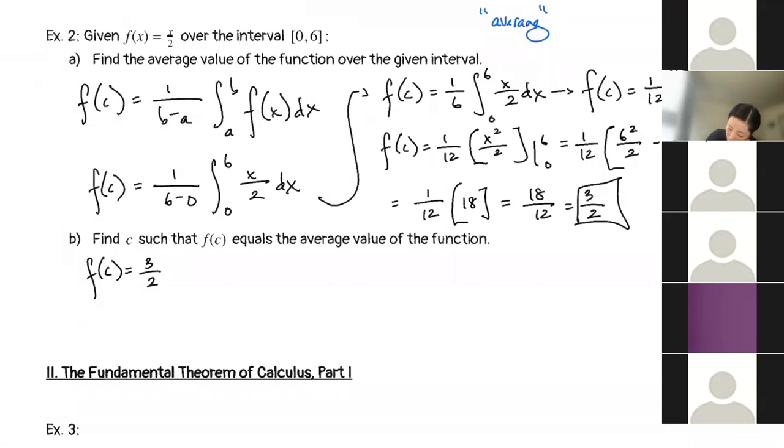So let's rewrite that function. Instead of f of c, I'm going to write c over 2 because the function is x over 2. Okay, so we're just making a substitution here where f of c using the function given is c over 2. Now we have c over 2 equals 3 over 2, which I think we can do in our heads and get c equals 3. Okay.